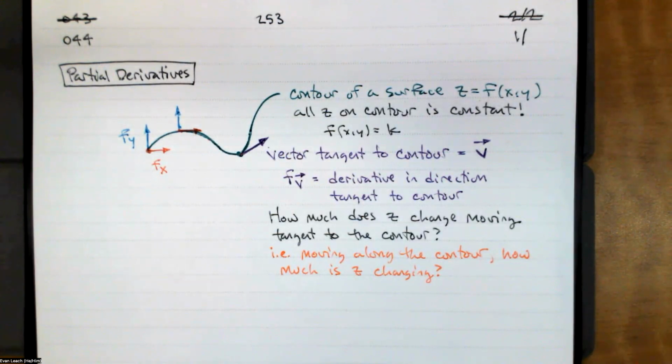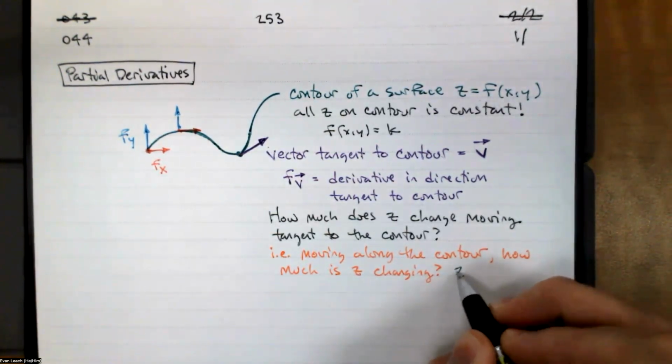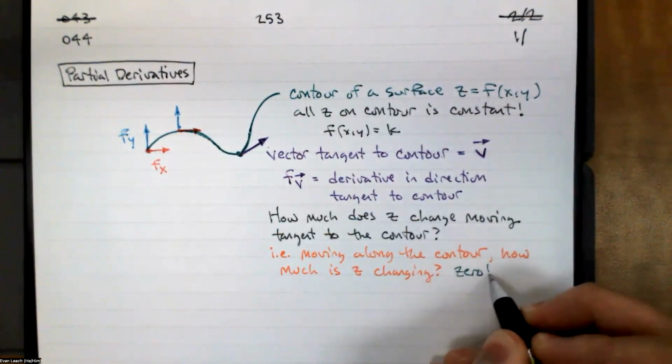So how much did our z change when we're moving along the contour? 0. It didn't change at all. If we are moving tangent to the contour and we calculate the derivative in that direction, we should expect a value of 0 because our elevation is not changing at all. z is constant on the contour. Oh, it's not 0 factorial. It's just 0.